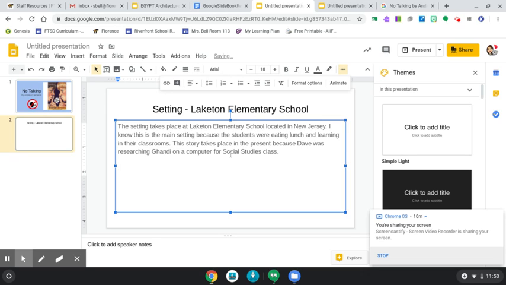So I just copy and pasted what I had already written out just to save some time. So I wrote, the setting takes place at Laketon Elementary School located in New Jersey. I know this is the main setting because the students were eating lunch and learning in their classrooms. This story takes place in the present because Dave was researching Gandhi on a computer for social studies. So, without giving it away, because of Mr. Terupt is probably going to follow some of the same settings. It also takes place in present, and most of it also takes place in school. So, just throwing that out there.